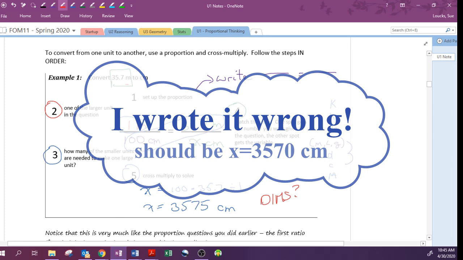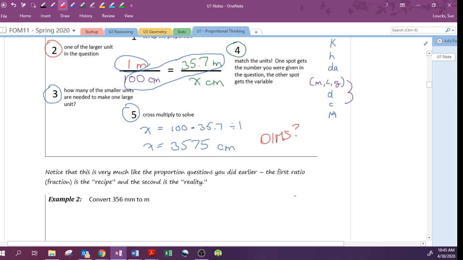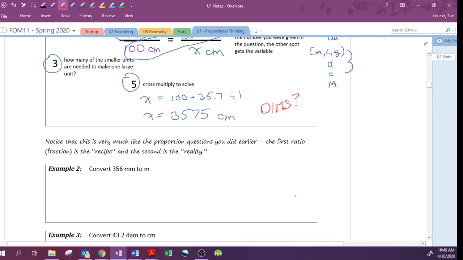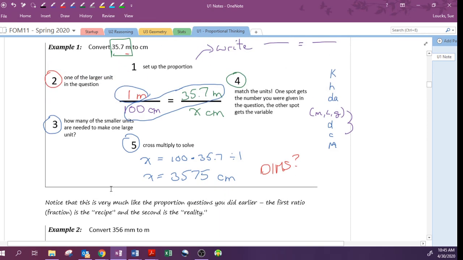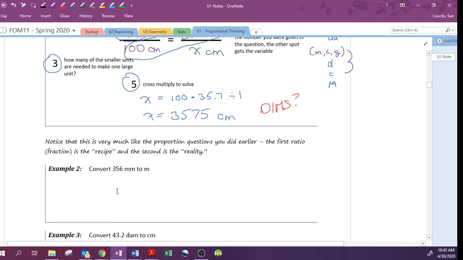All right, notice that this is very much like the proportion questions you did earlier. Actually, sorry, that's from a different class's notes. But do notice when we do proportions, I do talk about the first of the fractions is the recipe. So the 1 meter to 100 centimeters, that's the recipe. That tells us what the conversion is. And the other one is the reality. The other one is what we're trying to figure out. All right.